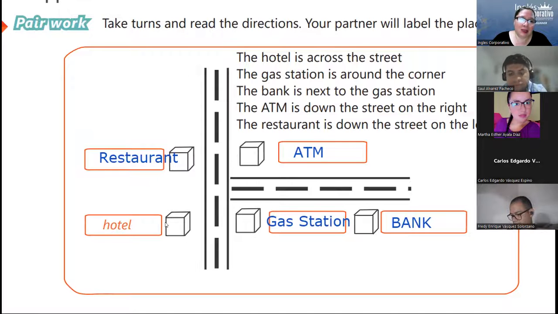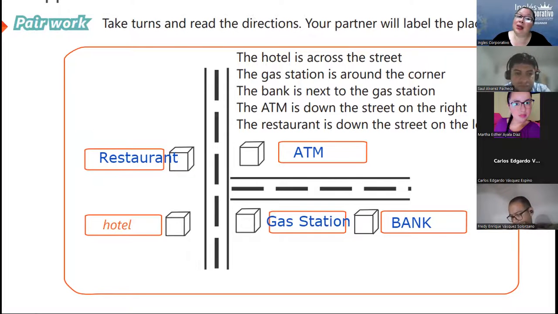Okay, ¿qué hemos visto en este momento, en estos últimos 20 minutos? Hemos visto las prepositions, tenemos across the street. ¿Qué otra preposición y qué otra expresión de lugar tenemos? Around the corner, next to, down the street, on the right, on the left.